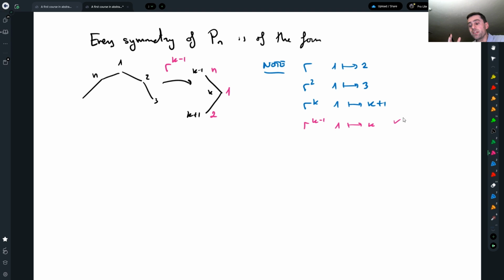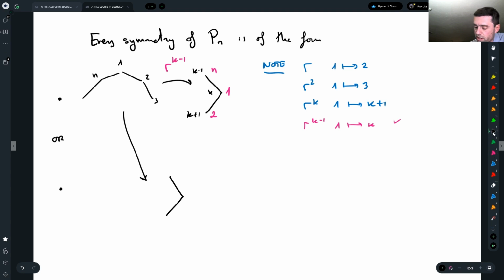So every symmetry is one of 2 forms, this one, or a second form, which is that this is sent to, so this is the kth position, k plus 1, k minus 1, and 1 ends up here, but 2 ends up here, and n ends up there. How do we get that one? Well, let's see how I can make it happen using R and S.